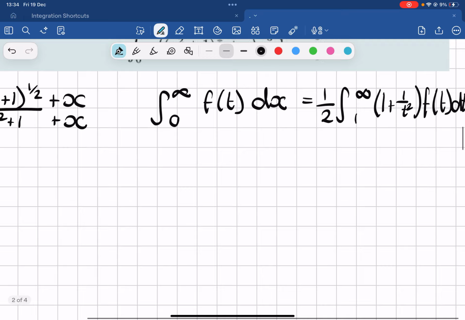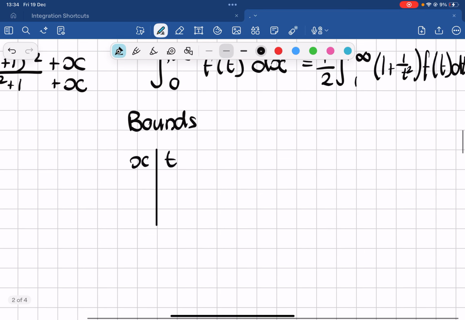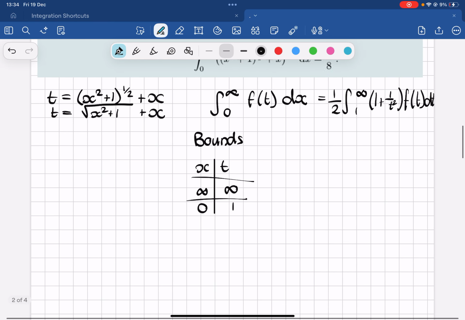And since we've done substitution, let's look at our bounds. So we've gone from x to t, and we've gone from 0 and infinity to 1 and infinity, and yeah, that checks out, that's fine.